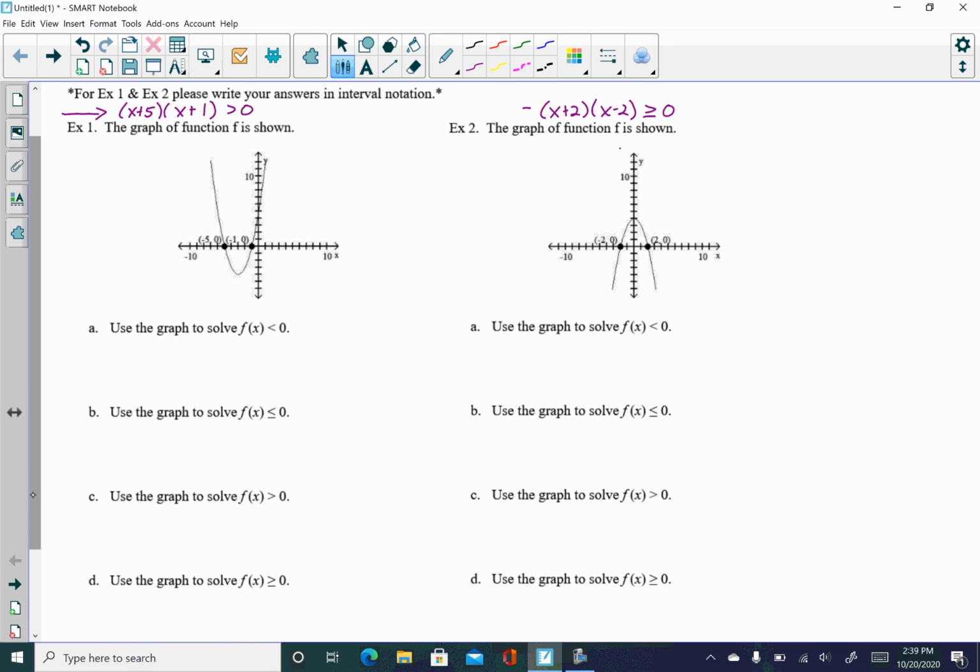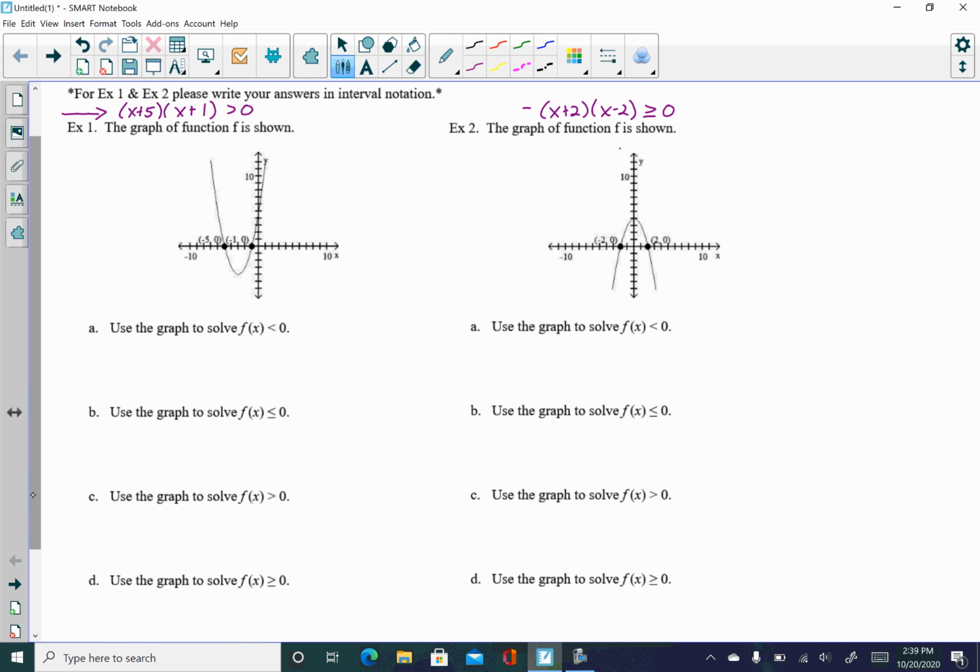All right, so we're going to do example 1 here together. So here's the graph of your function, and it happens to correspond to this function up here, x plus 5 times x plus 1. And in part A, it wants us to use this graph to determine where our function here is less than 0. So let's come up here and look at the graph, and let's think about this. Remember, f of x is the same as y.